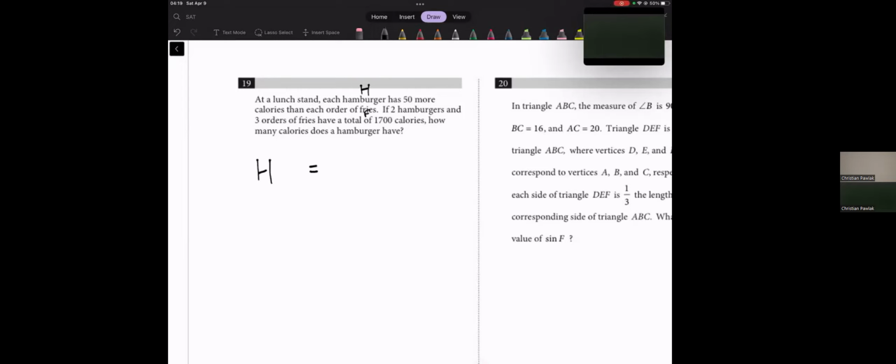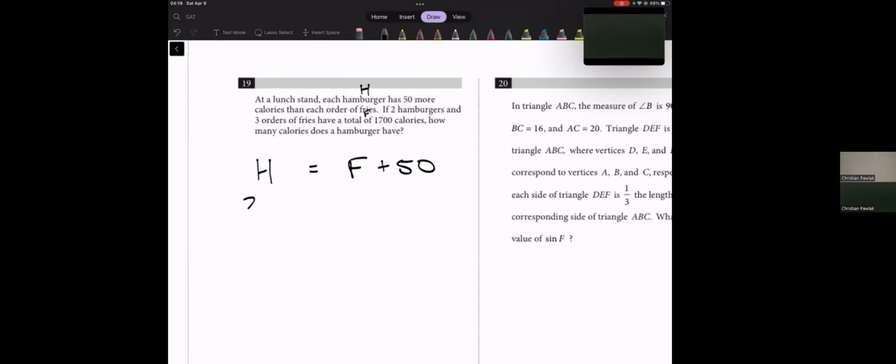So when I write these out, sometimes I'll write this out. Does H equal F? No, H has a lot more. So that means F needs help. It needs plus 50 calories to be equivalent. So if I add 50 more calories to the order of French fries, I'll get what every hamburger has.